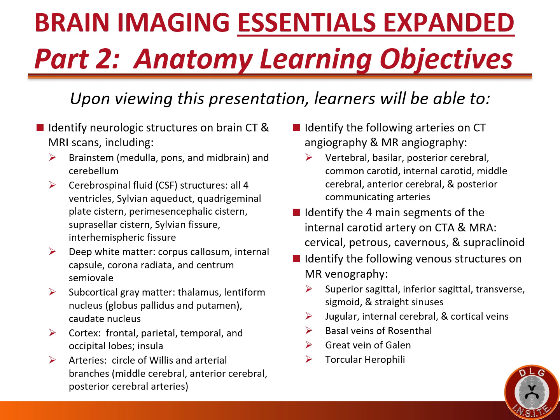capsule, corona radiata, and centrum semiovale, subcortical gray matter, including thalamus, lentiform nucleus, which is composed of the globus pallidus and putamen, and caudate nucleus, and the cerebral cortex, areas, frontal, parietal, temporal, and occipital lobes, and insula, and arteries around the circle of Willis, and the arterial branches, middle cerebral, anterior cerebral, and posterior cerebral arteries.